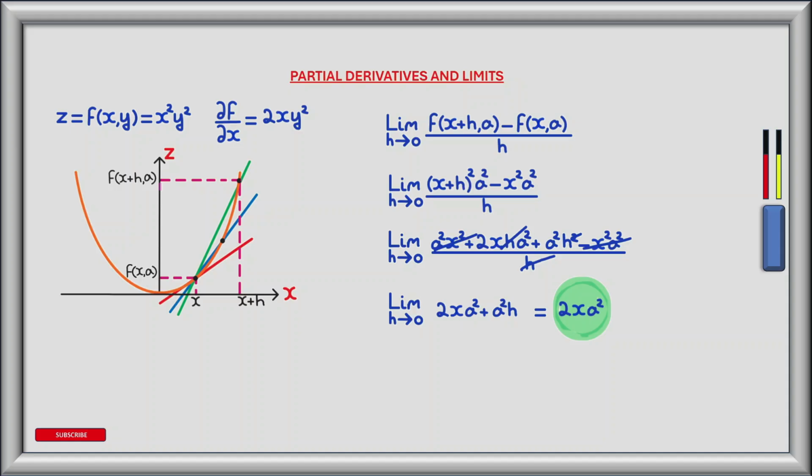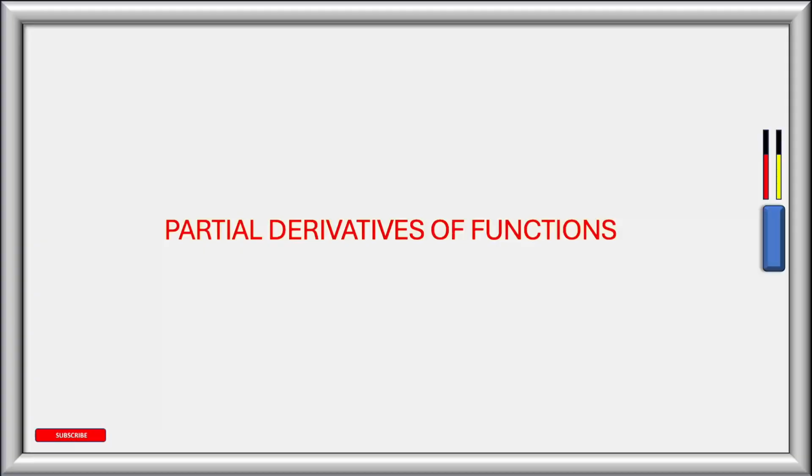a squared. And this represents the partial derivative of the function f with respect to x at a fixed point y equals a, which is the gradient of the tangent to the surface in the x direction when y is held constant at y equals a.